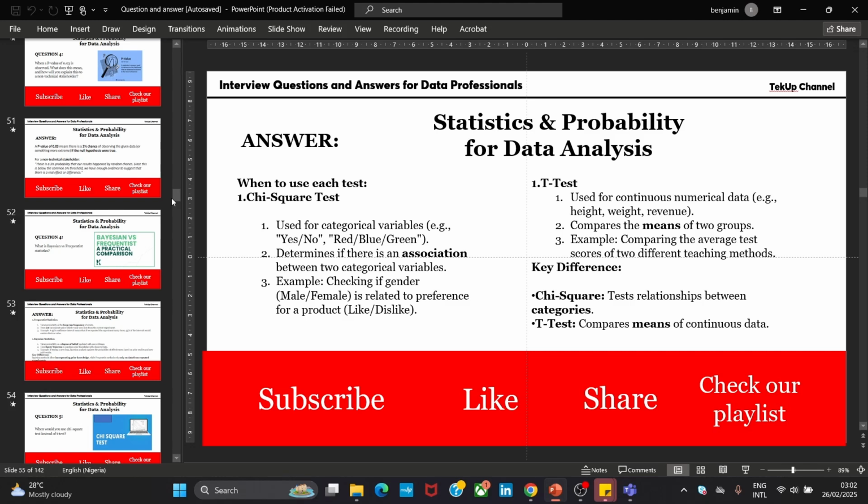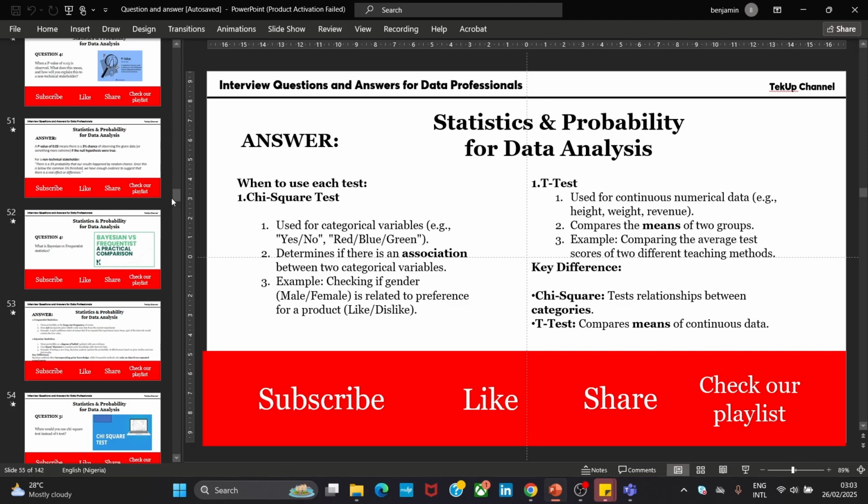When to use each test? Chi-square test. The chi-square test is used for categorical variables. Example, yes, no, red, blue, green. It determines if there is an association between two categorical variables. For example, checking if gender, male or female, is related to preference for a product, like or dislike.